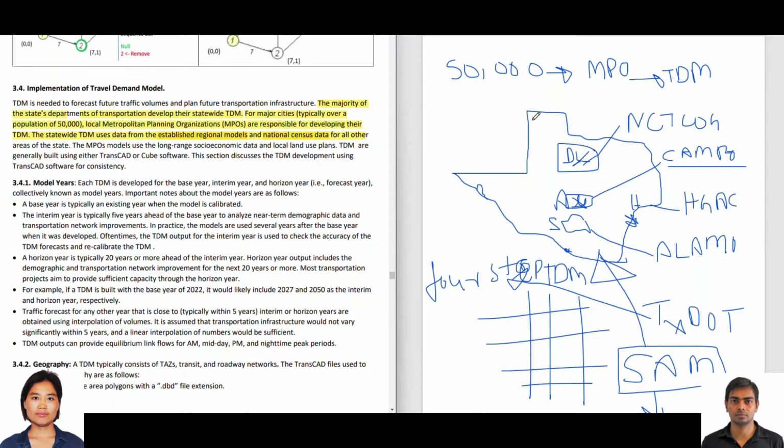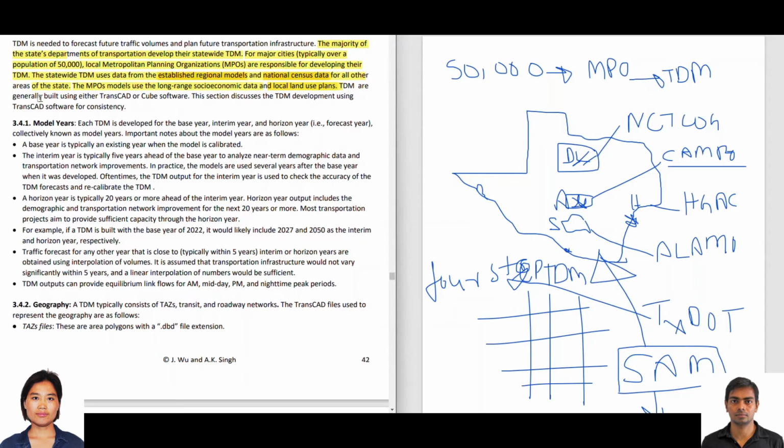So if we are building a statewide travel demand model, or a travel demand model for a larger region, then we can use the local MPO models, which are regional models, and national census data for all other areas of the state. When MPOs are building their model, they use long range socioeconomic data and local land use plans. Because MPO models are detailed, we are looking at the land use plan level.